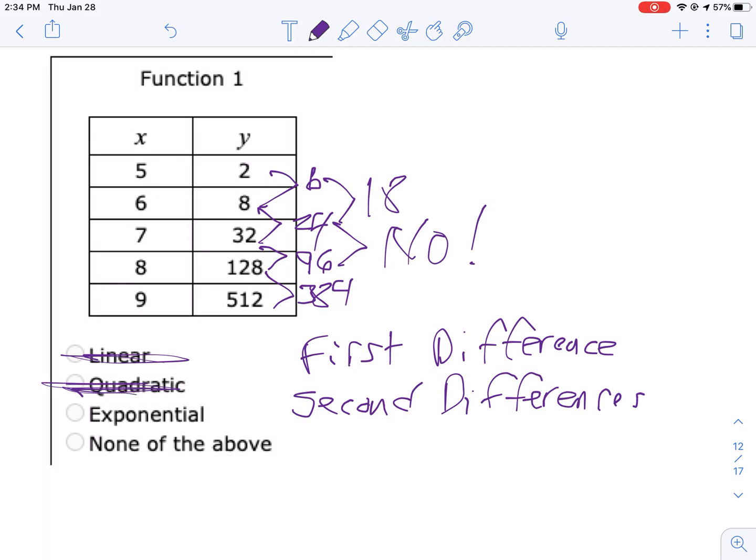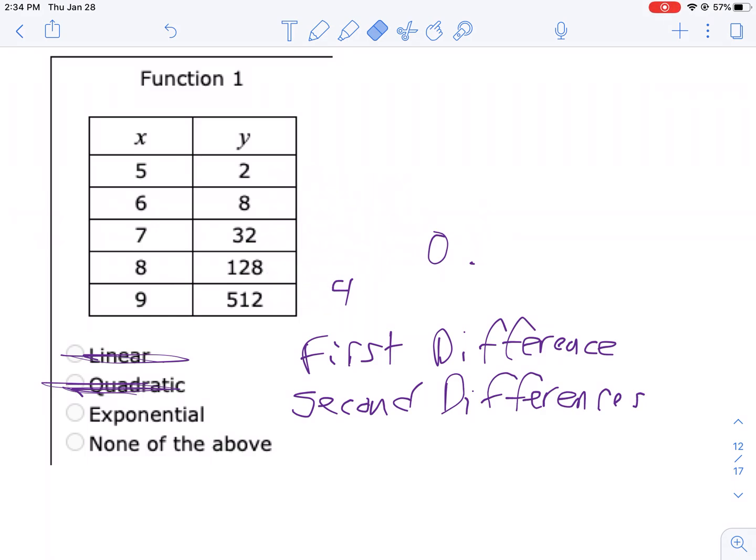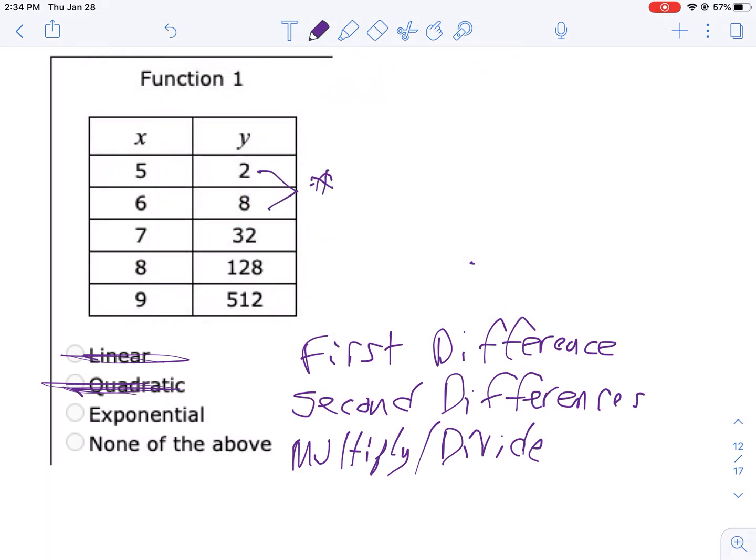Now, if it's exponential, we're multiplying or dividing by the same thing. So I'm going to erase everything here that I did. If it's exponential, we're going to multiply or divide to find the next term. Well, if I look from 2 to 8, I'm multiplying by 4, aren't I? From 8 to 32, look at that, we're multiplying by 4. 32 to 128, we're multiplying by 4, aren't we?